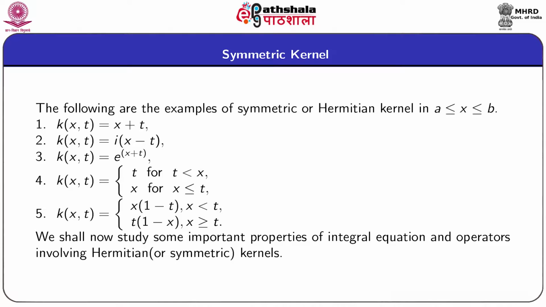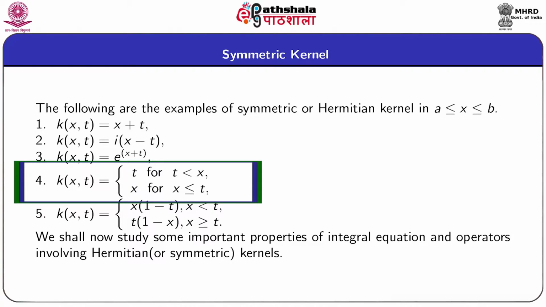Now we consider some examples of Hermitian or symmetric kernels. First example is given by K(x,t) equal to x plus t. So naturally here K bar (t,x) is equal to K(x,t). In the next example, K(x,t) is equal to i into (x minus t), where i is the imaginary unit, and here also we can verify that K(x,t) is equal to K bar (t,x). Next example, K(x,t) equal to e to the power x plus t. This is obvious, K(x,t) equal to K bar (t,x).